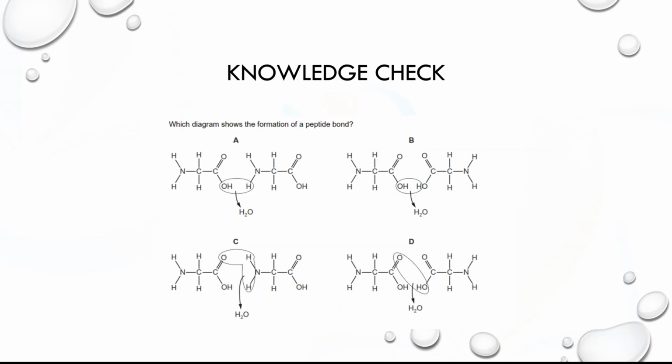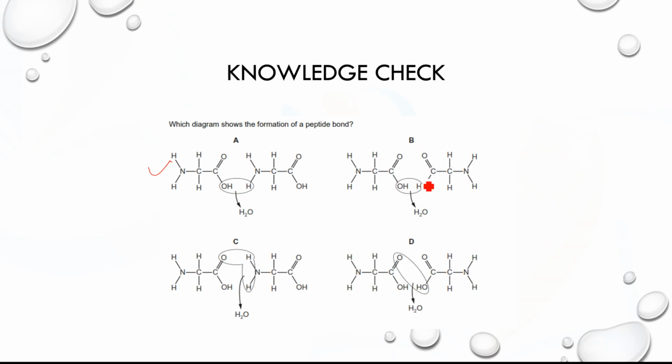So let's go to the next question. Which diagram shows the formation of a peptide bond? You should be able to solve this quickly, right? Which one shows the formation of a peptide bond? Pause the video and solve it. So this shows formation of a peptide bond between the terminal carboxylic and terminal amine group. What about this?